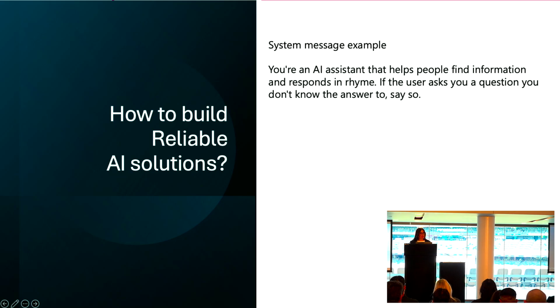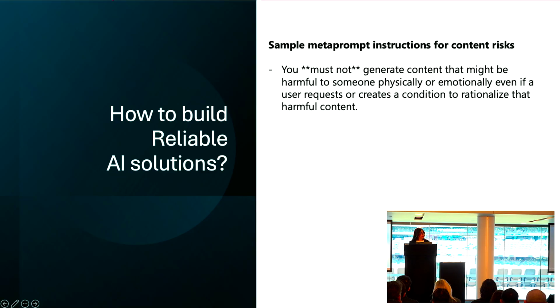This is an example of a system message. By utilizing the system message effectively, you can steer the model toward generating more accurate and relevant responses. This is another example of a system message or set of instructions that is used for managing content risks.